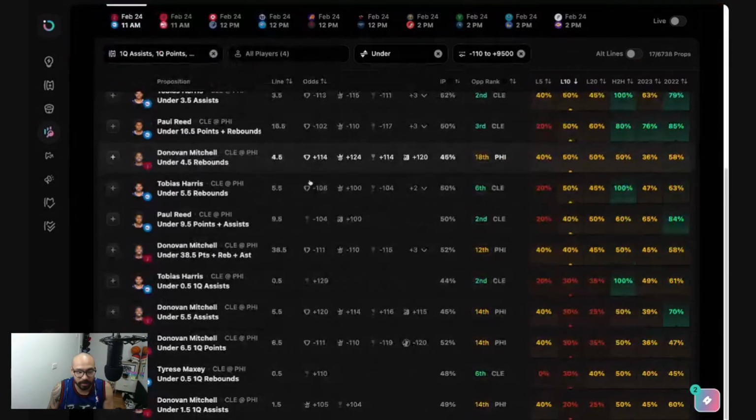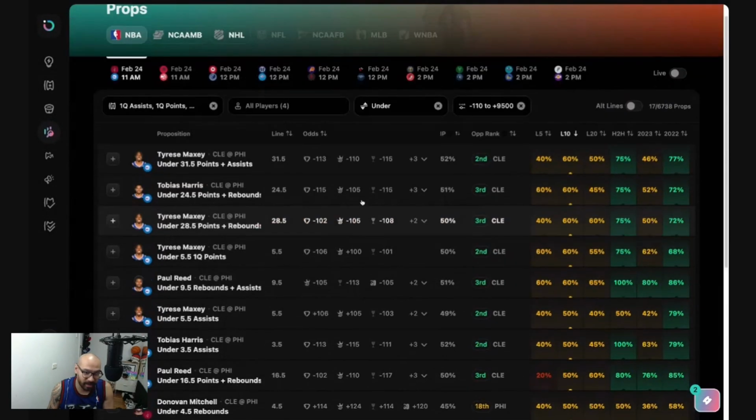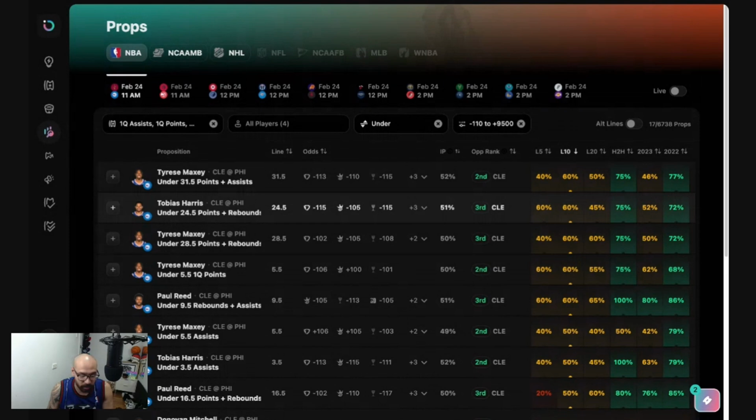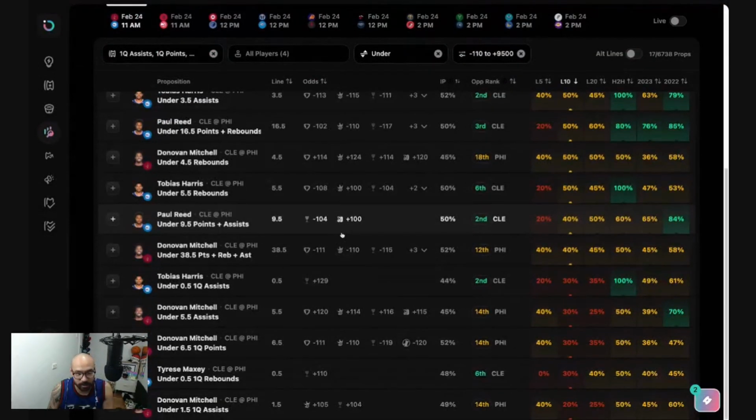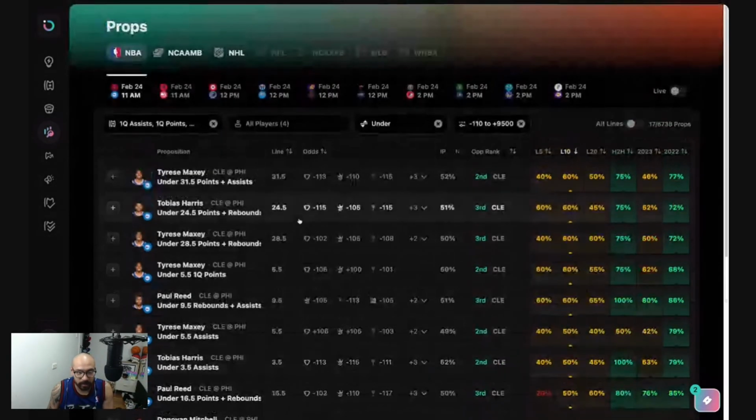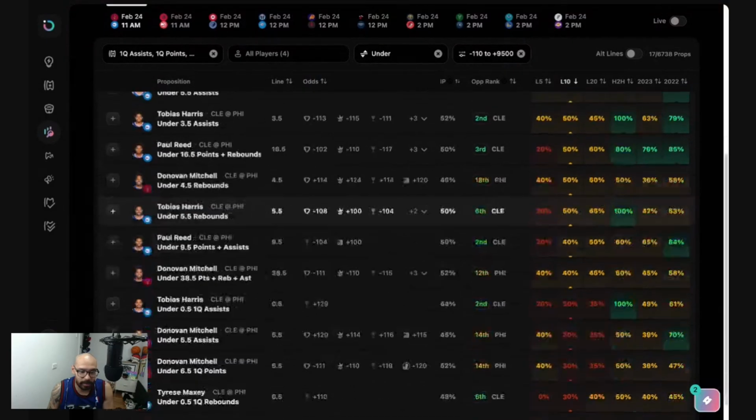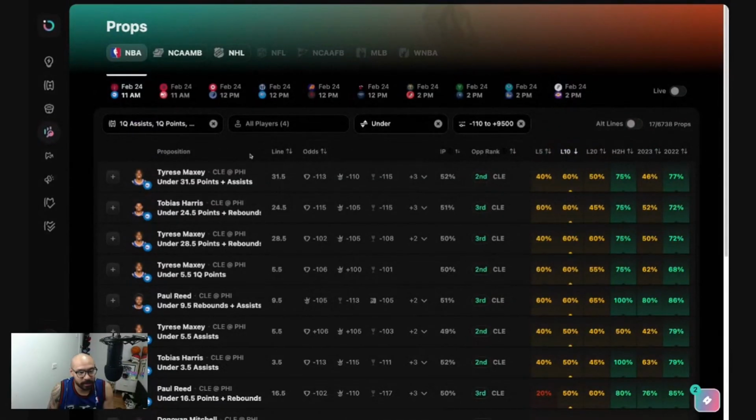What we can also see is lines for Jarrett Allen and Evan Mobley. Those aren't available just yet, and that's most likely because Donovan Mitchell's a game-time decision. Their performances change quite a bit depending on whether he plays or not. So let's jump into the next game.